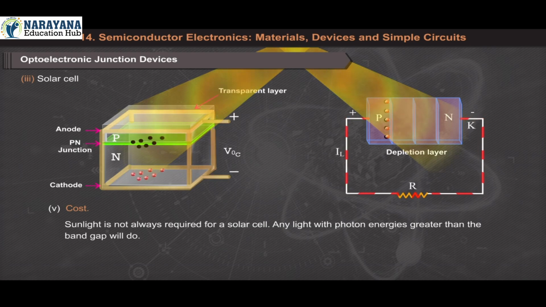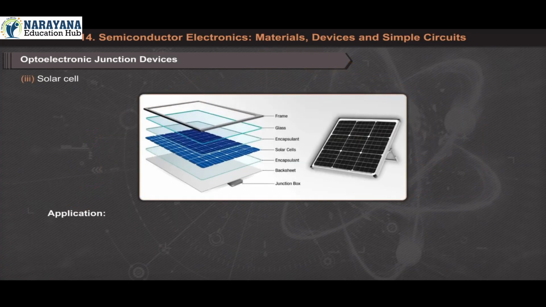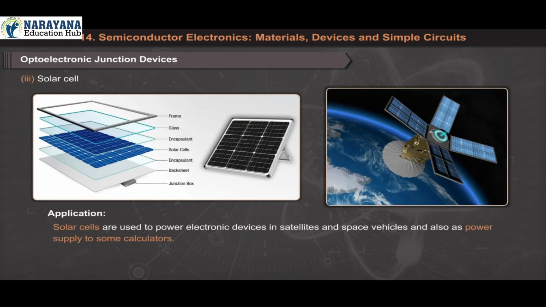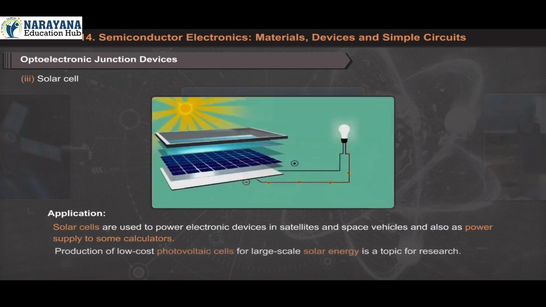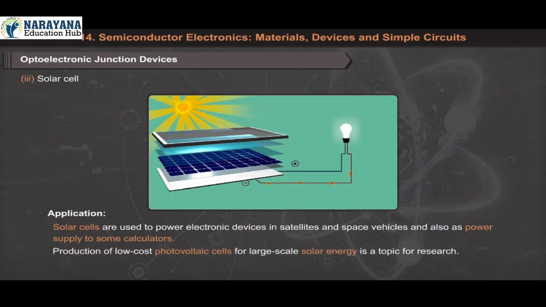Sunlight is not always required for a solar cell. Any light with photon energies greater than the band gap will do. Application: solar cells are used to power electronic devices in satellites and space vehicles and also as power supply to some calculators. Production of low-cost photovoltaic cells for large-scale solar energy is a topic for research.